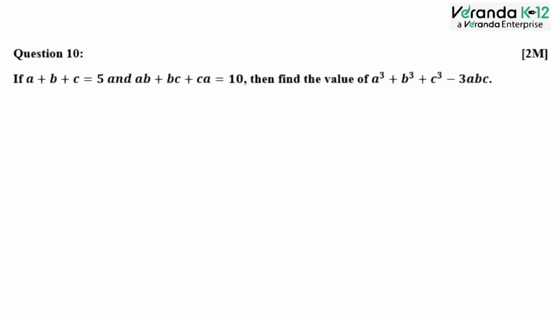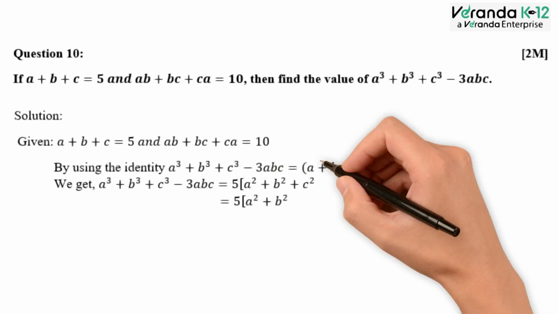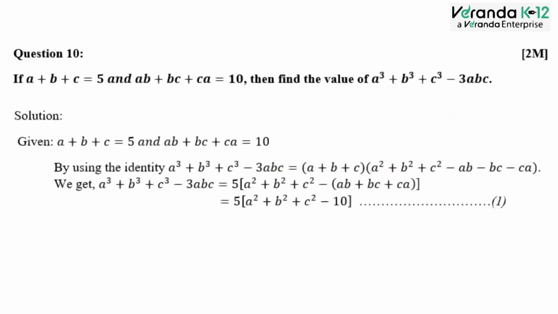We have an identity for a cube plus b cube plus c cube minus 3abc as (a plus b plus c) into (a squared plus b squared plus c squared minus ab minus bc minus ca). By substituting the given values in this identity, we get a cube plus b cube plus c cube minus 3abc is equal to 5 into (a squared plus b squared plus c squared minus 10). Let this be the first equation.